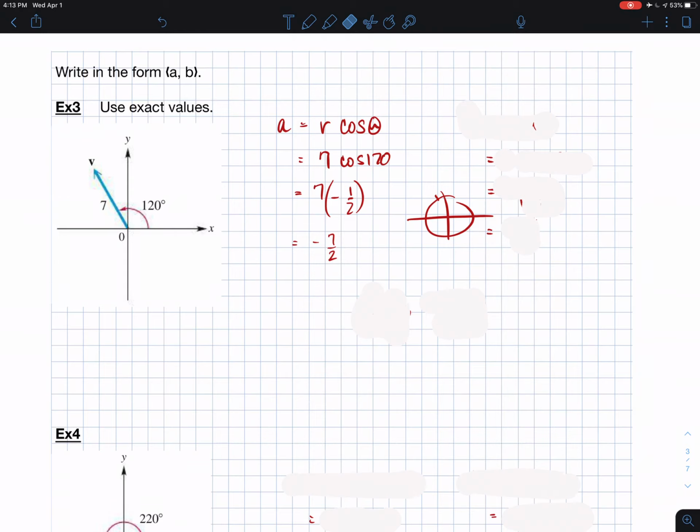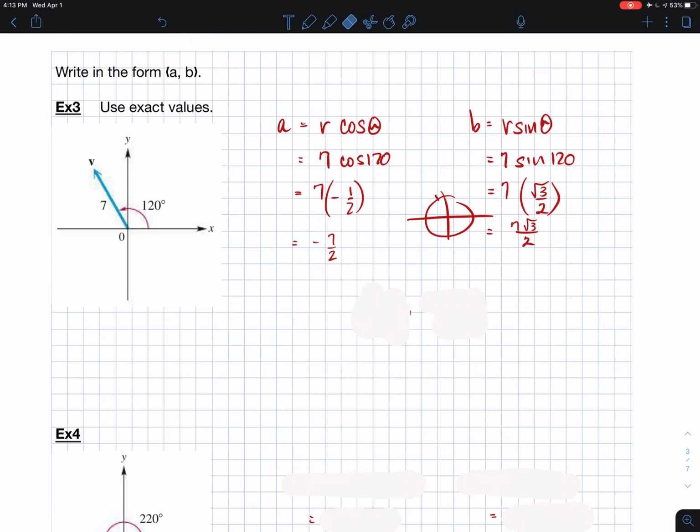I'll come back to that in a minute. Let's go find the other leg, which was for side b. Plug in your r, plug in your theta. Use your unit circle. The sine of 120 is √3/2. Multiply that by 7 and you have 7√3/2. So I found the legs, the a and the b, but what I haven't done is written it properly.